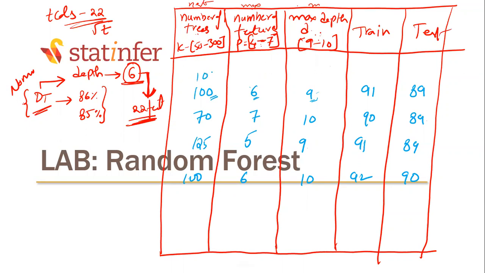Hundred trees, 6 is the feature, 10, good, good, good. All of them are fine. 92 and 90. Yeah, usually 89, 90 is the max that you can get. 100 trees, 6 features, 10, 92, 90. I think I have already written that.